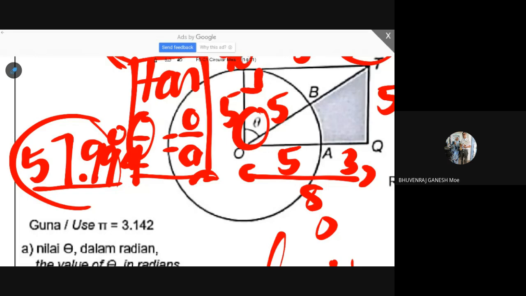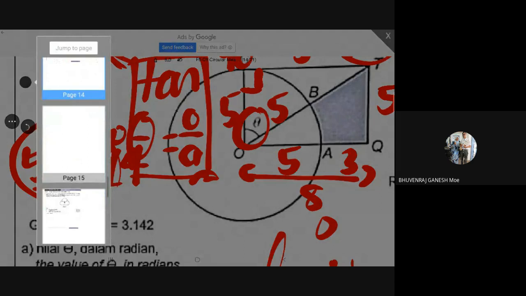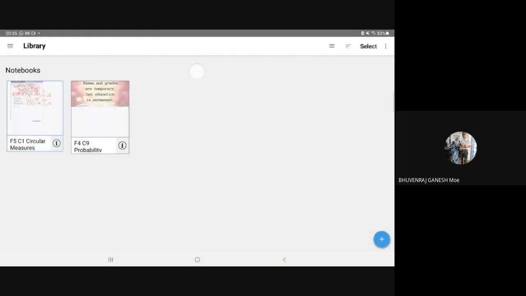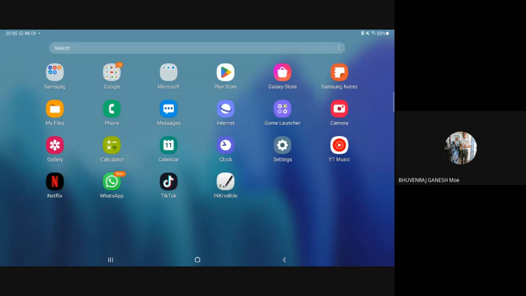57.99 in radian. Apa jawapan dia, guys? Cuba convert. Yes, correct. Very good. So jawapan yang kamu akan dapat adalah... Oh, I didn't insert yet. Sorry, ya. Wait, guys. Let me show my answer over here. Can see my screen, right guys? Boleh nampak screen kan?